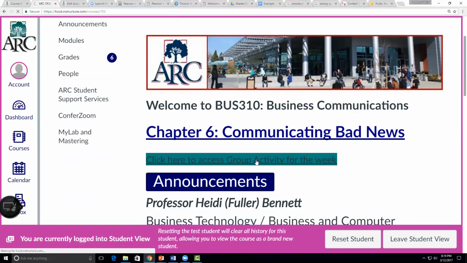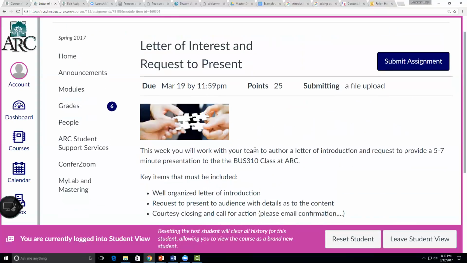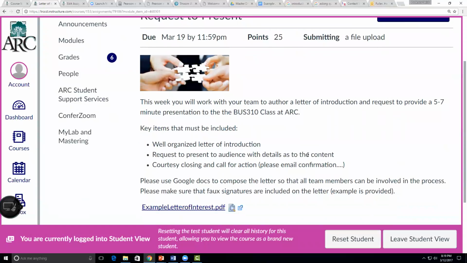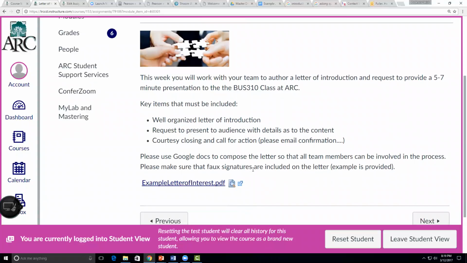Now you're going to use the Google folders to create a letter. This week, you will work with your team to author a letter of introduction and a request to provide a 5 to 7 minute presentation to the Biz 310 class at American River College. Key items that must be included: well-organized letter of introduction, request to present to the audience with details as to the content, that means the date and time as well, courtesy closing, and call for action, such as please email for confirmation. You're going to use the Google Docs to compose the letter so that the team members can all be involved in the process.